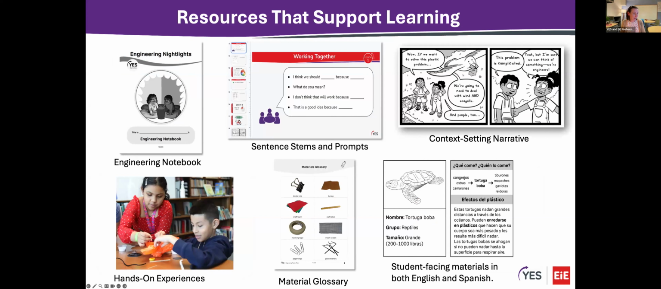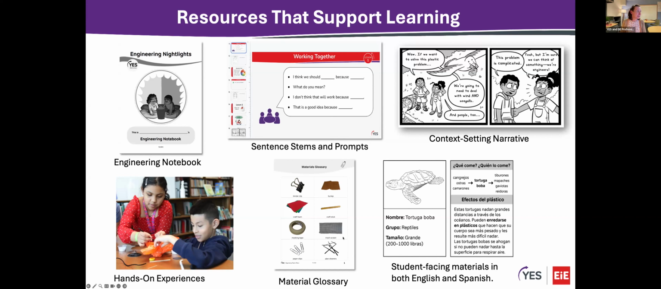So students can use engineering notebooks. In those teacher slides, there's sentence stems and prompts to really help students through this idea of collaboration. Sometimes that doesn't come naturally to kids, so we need to give them some sentence stems to structure some of those conversations. There's comic books, these context-setting narratives that really introduce these real-world problems to kids in age-appropriate ways. All of these experiences, all of the lessons are hands-on, and so that helps learning a lot.